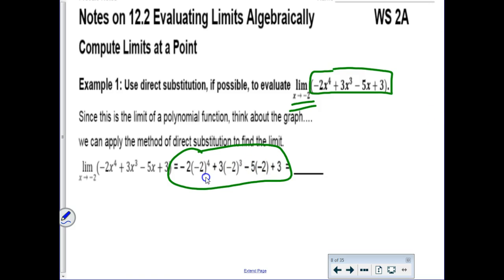Now, did you notice they use parentheses around the negative before they put the exponents on? You'd think your pre-calc brains would know to do that, but on our last test I had a few people who did not do that, so keep in mind when you're directly evaluating. You need to use parentheses around things, especially if they're negative with even powers. Spoiler alert, this one comes out to negative 43. So there's no need to graph it, there's no need to use a table and figure out numbers that are close to negative 2. We can just directly substitute in negative 2.